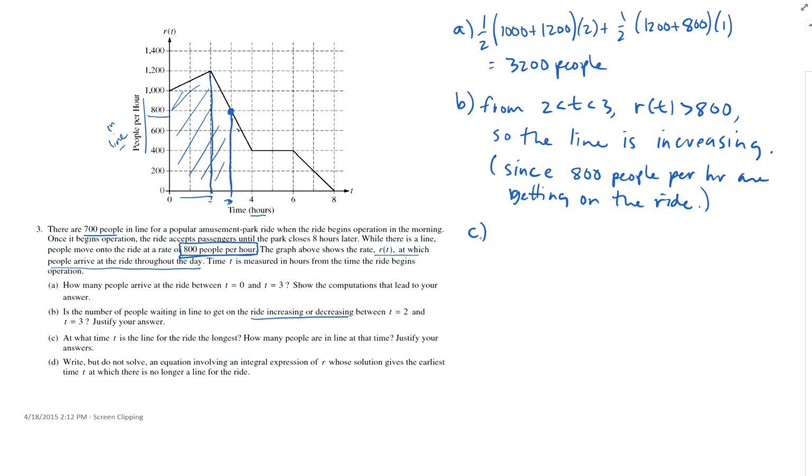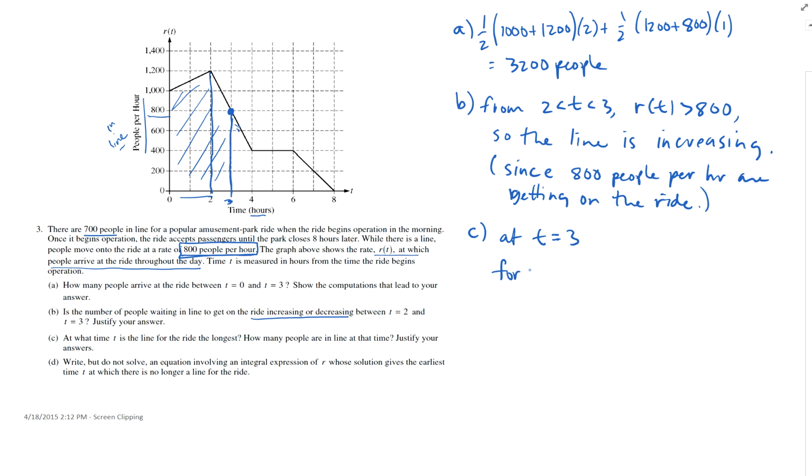Okay, C. At what time is the line for the ride the longest? Well, we kind of already just mentioned it. Same exact reason. At 3 hours, before 3 hours, the line's getting longer and longer and longer. At 3, the line is staying the same because at that moment in time, the same number of people that are getting into line are getting onto the ride. And afterwards, you've got more people getting on the ride than are getting in line. So you just have to make that same argument that you did in B, except finish it off.